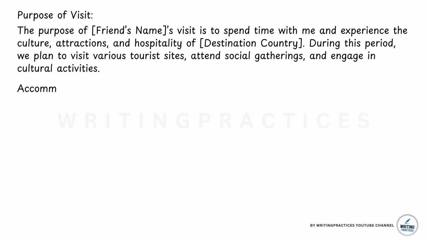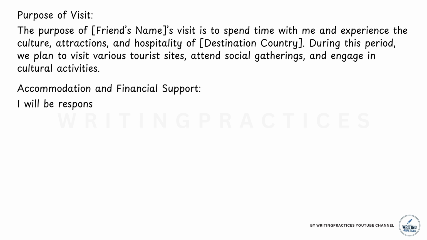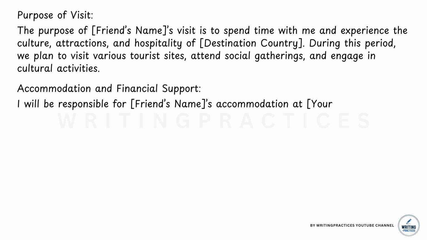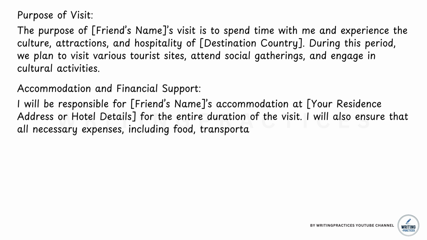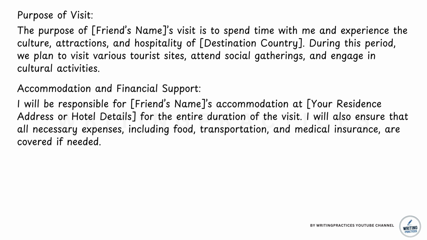Accommodation and financial support. Now you need to clarify where your friend will be staying and who will be covering their expenses. If you are providing financial support, mention it clearly. For example, I will be responsible for Raj Patel's accommodation at my residence, 123 Maple Street, Toronto, for the entire duration of his visit. I will also ensure that all necessary expenses, including food, transportation, and medical insurance, are covered if needed. This section is crucial because it shows that your friend won't be left without support, reducing any concerns about financial instability.